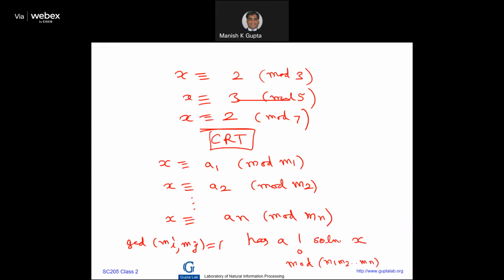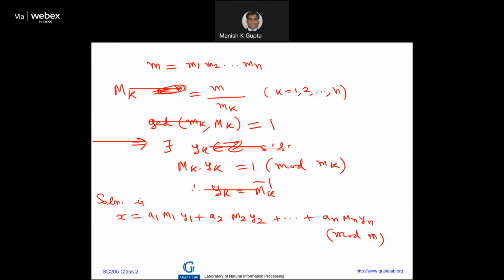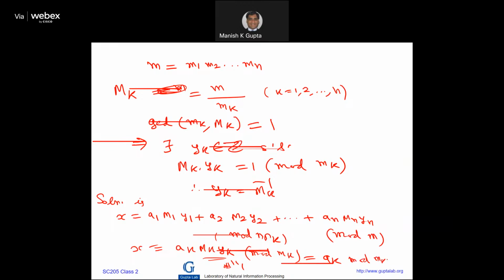So if we take, say, this equation, we reduce everything modulo m2. In general, I reduce the whole thing by mod mk. What I'm going to get is x is congruent to ak mk yk mod mk. Now this is 1. The whole thing is ak modulo mk. Right? Any question at this point?